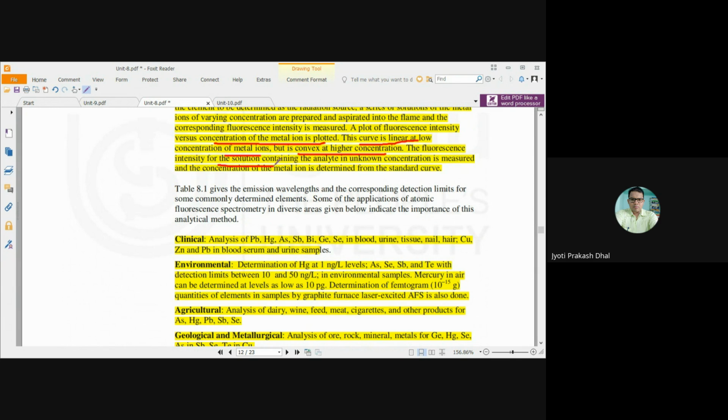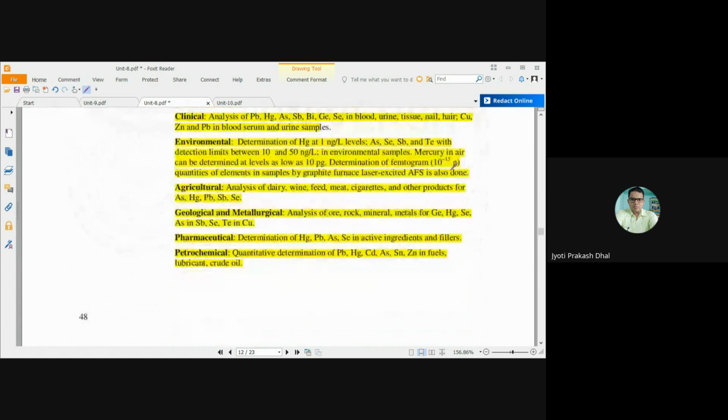So if you use very low concentration, that will give rise to a linear curve. The fluorescence intensity of the solution containing the analyte of unknown concentration is measured, and the concentration of the metal ion is determined from the standard curve.